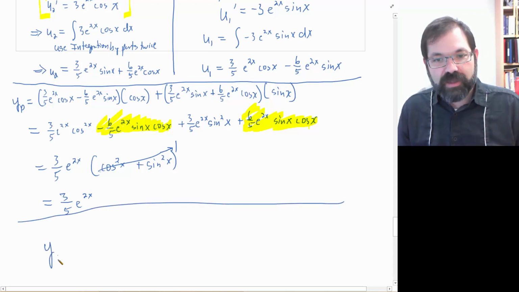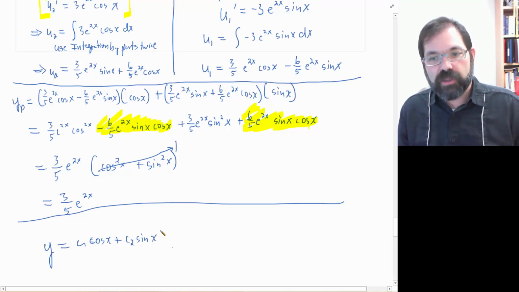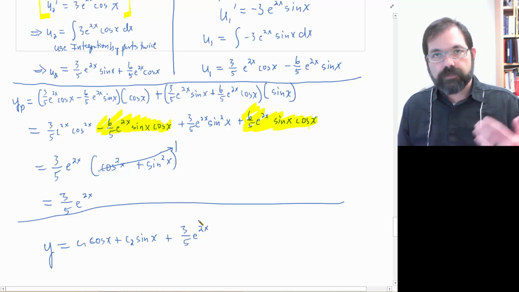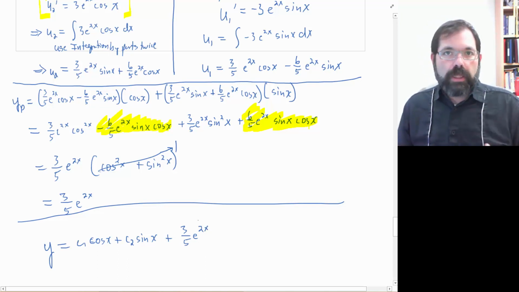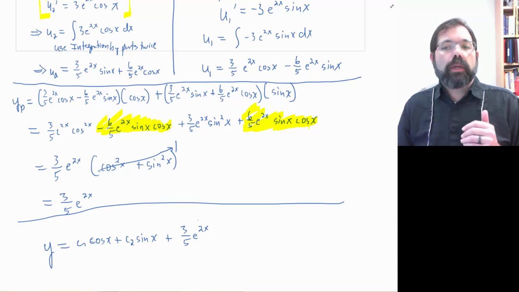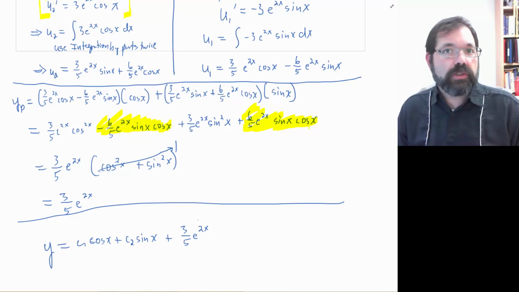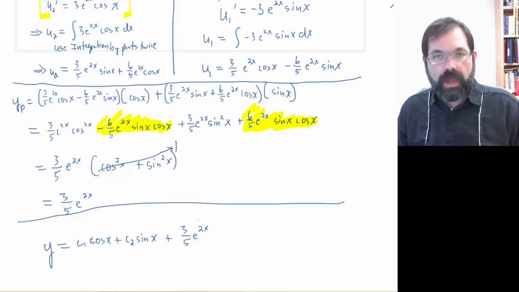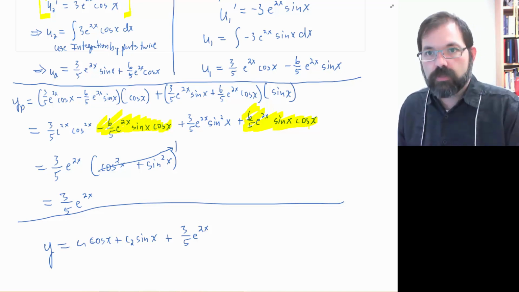So finally, y is equal to y sub h, which was again c1 cosine x plus c2 sine x, plus the y sub p, which is 3/5 e to the 2x. So this variation of parameters idea works. It can be much more difficult, but in some cases, it might be the only technique that will work. And so you have to be aware of it.